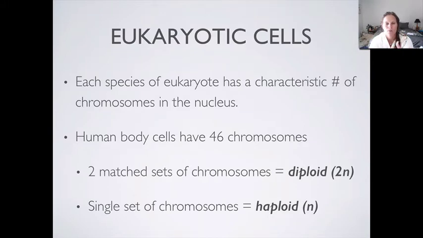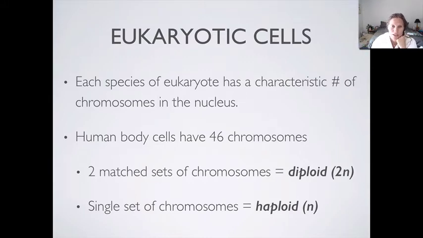If the cell contains pairs of chromosomes, that cell is referred to as a diploid cell. Oftentimes the diploid cell is written as a 2 and the letter N. So 2N is equivalent to diploid cells. If a cell, however, has only a single set of chromosomes, so in the human cell, if you had just 23 rather than the 46, you would be called a haploid cell.